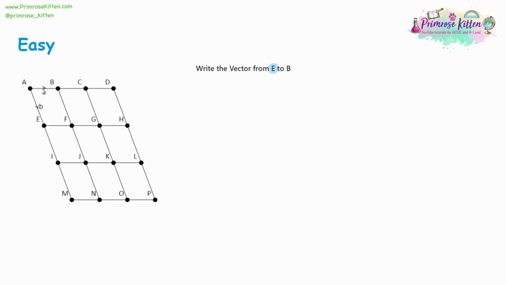Next, we're going from E to B. So we want vector EB. So looking at the diagram, we are starting at E. We are ending at B. Now, you might want to take a direct route. You might want to go directly diagonal from E to B. And so that would look like this.